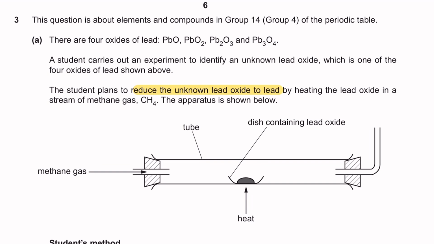So the lead oxide and the methane are going to be reacting together, and you're definitely going to get lead as one of the products. That's a lot to take in there, so I'll just reiterate some of those points for you. We've got that the lead oxide, we don't know which one it is, reacting with methane in this tube, and we're going to see lead as one of the products. We've not been told or asked to consider what the other products would be just yet.